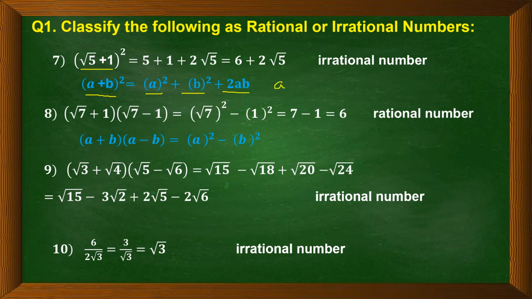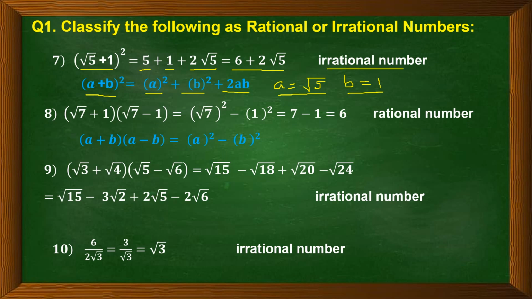Over here, in this particular question, a is root 5 and b is 1. And now we will put the values of a and b in the identity, and we shall write square of square root 5, that is 5. 1 square is 1. 2ab means 2 into root 5 into 1. So that is 2 times of root 5. Further 5 plus 1 is 6. 6 plus 2 root 5, and which is an irrational number.